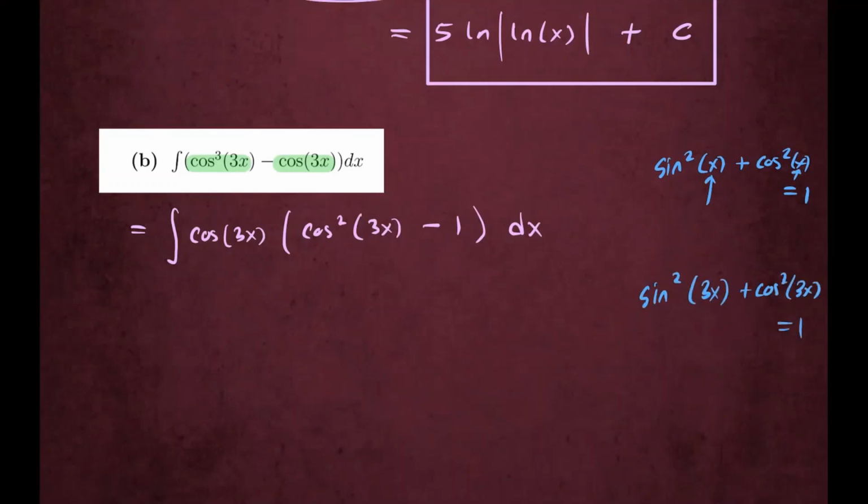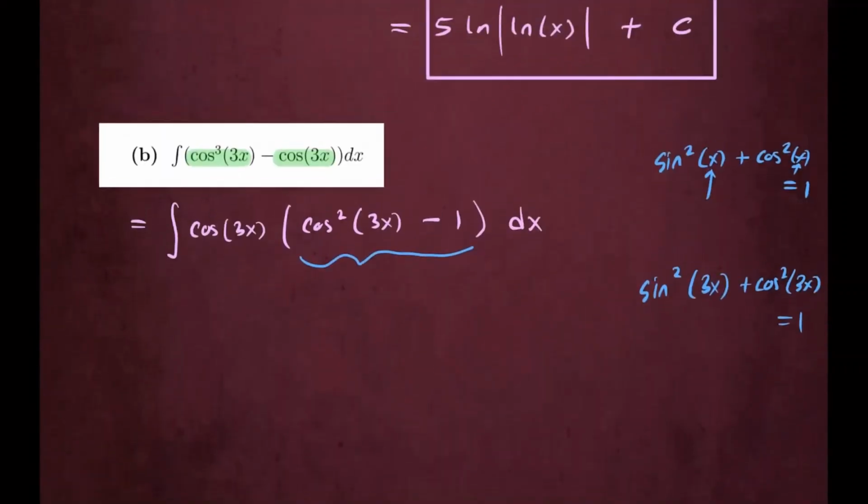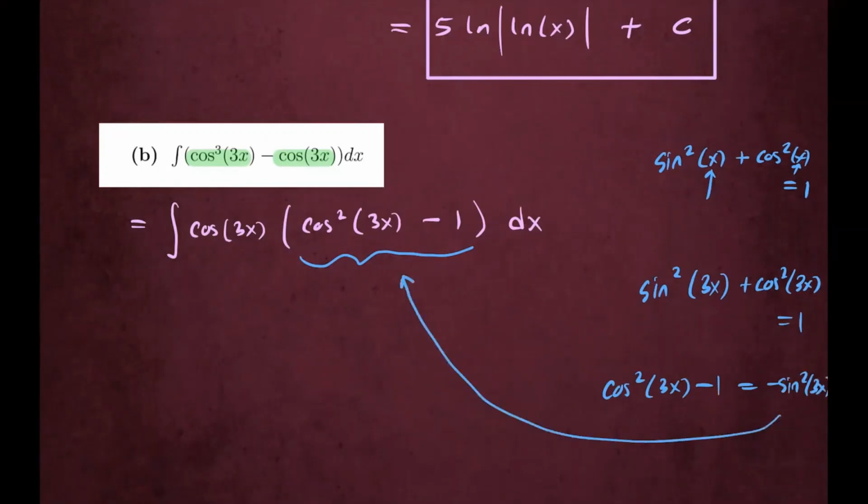So I want to switch things around and replace this with that identity. I can do that by subtracting 1 from both sides and subtracting sine squared 3x from both sides. So you'll get cosine squared of 3x minus 1 equals negative sine squared of 3x. And that's what I'm going to substitute right in here. So let me know if you're okay with this so far.